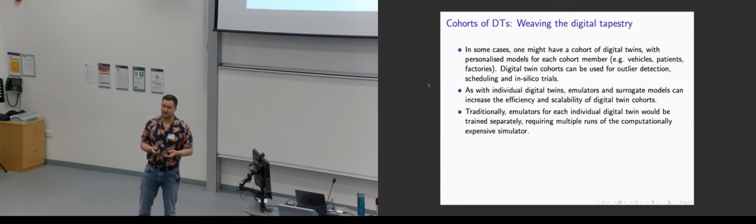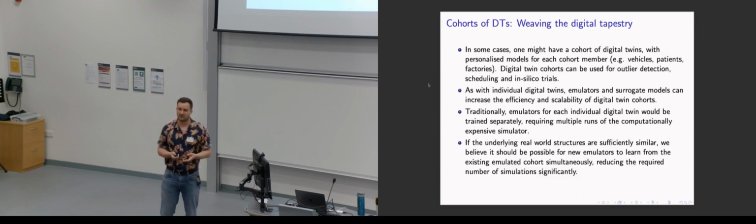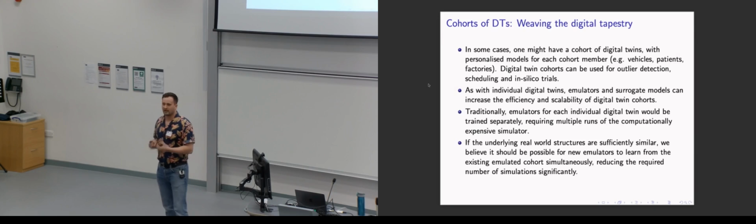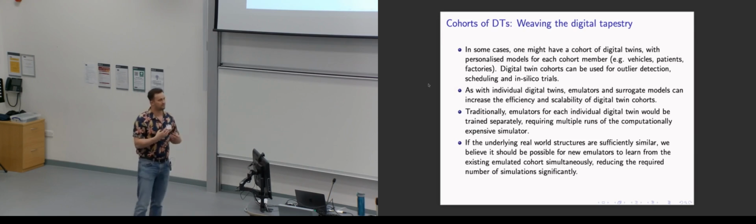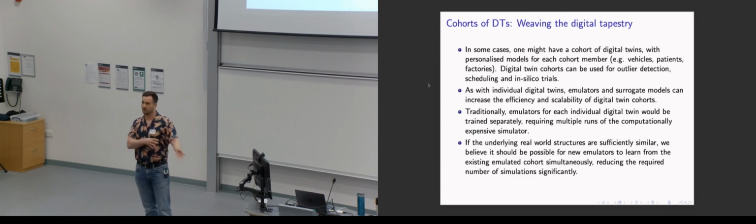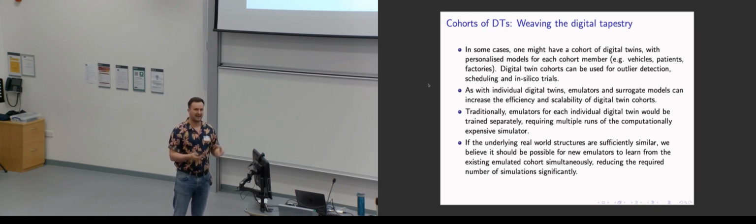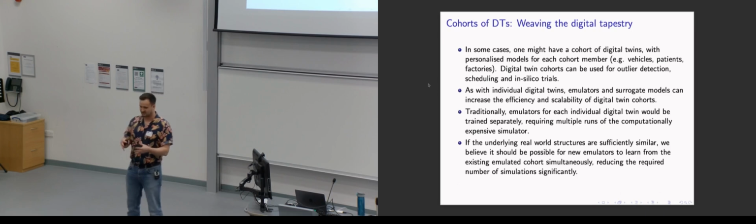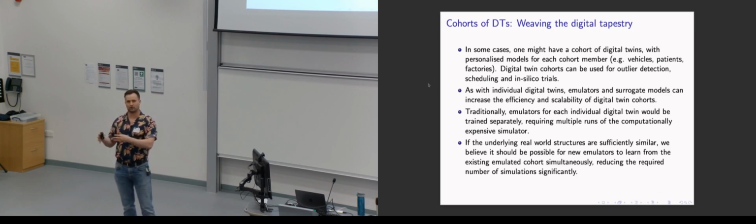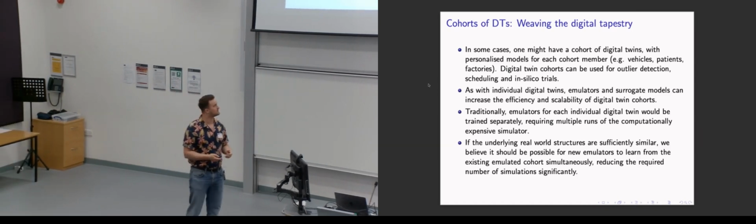And traditionally, for these cohorts, emulators have been trained individually for each cohort member. But we believe that if the underlying real-world structures are sufficiently similar, like most hearts are the same, they're topologically quite similar, they beat similarly-ish, up to disease, I guess, it should be possible for any new emulator you add to the cohort to learn from your previous emulators, to gather cohort knowledge, as it were. So our aim is, if we've already got a cohort of emulators and we want to train a new one, we want to be able to train that new one on significantly fewer training points than it took to train the original ones and still get the same predictive accuracy.